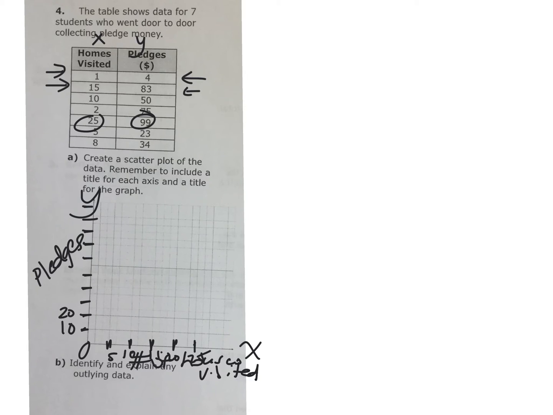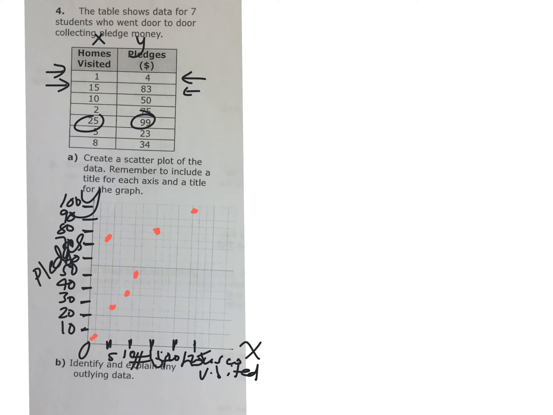Okay, so I want everyone to plot this data right now, and I'm going to come around and check. I'll do the first one for you. One house, they made $4. It would be somewhere around here. 15 houses, they collected $83. It would be somewhere around here. Okay, so this is what your graph should look like.